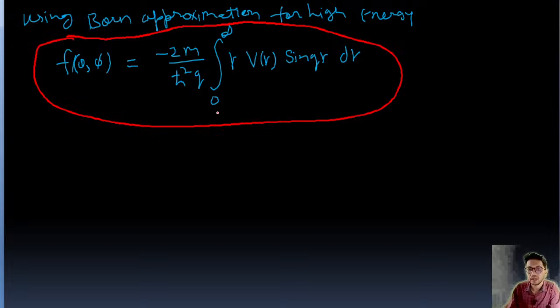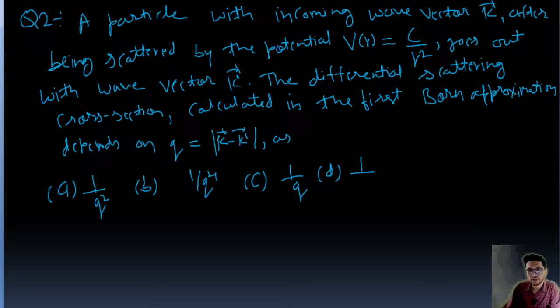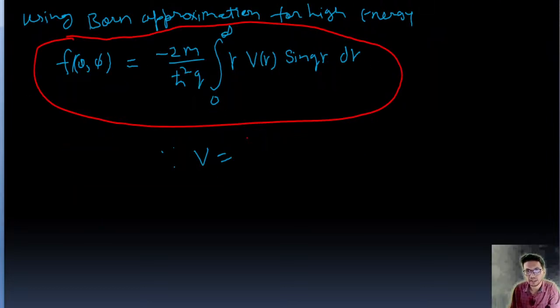Okay, and here V is given. V(r) is given in the question, that is C upon r square. Okay, and now we'll put the value. Simple.